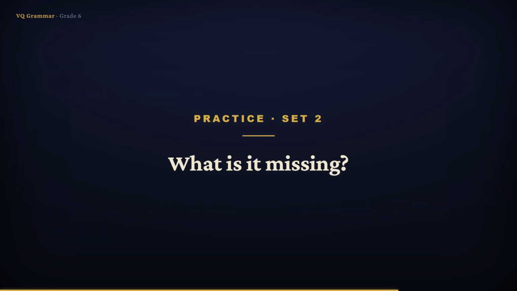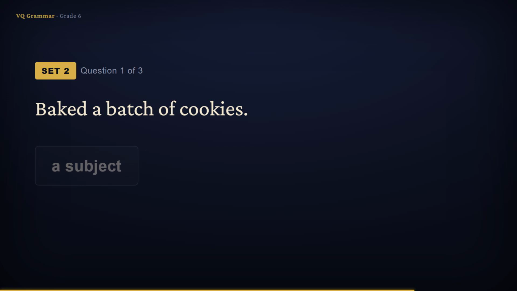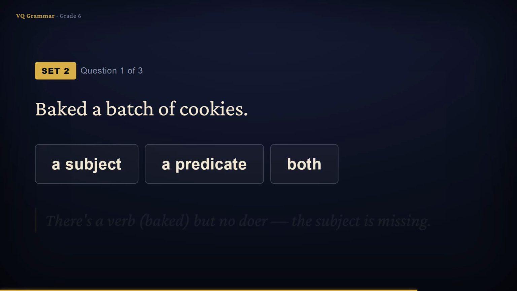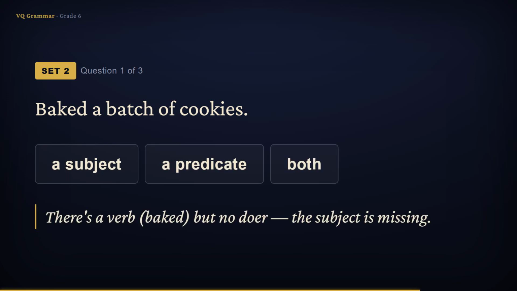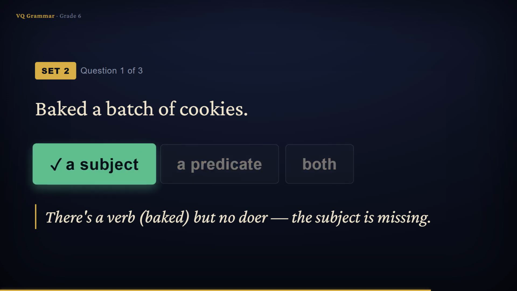Now each word group is a fragment. This time, decide exactly what it lacks: a subject, a predicate, or both. Pause and try each one before I answer. Baked a batch of cookies. There's a verb here, baked, so we do have an action. But who baked them? No one is named, so the doer is missing. So the answer is a subject.